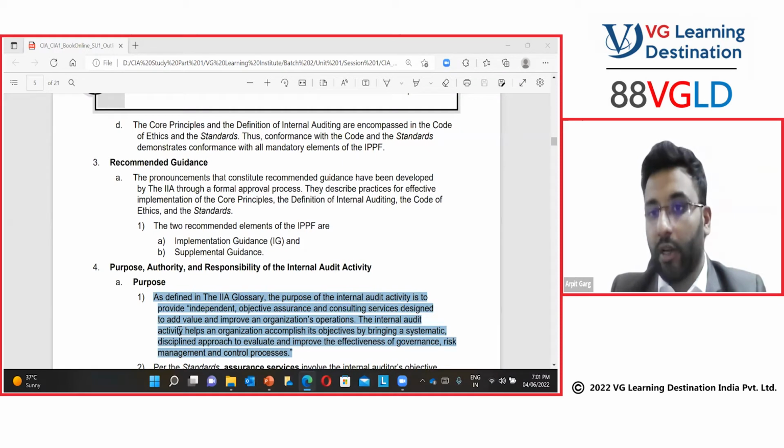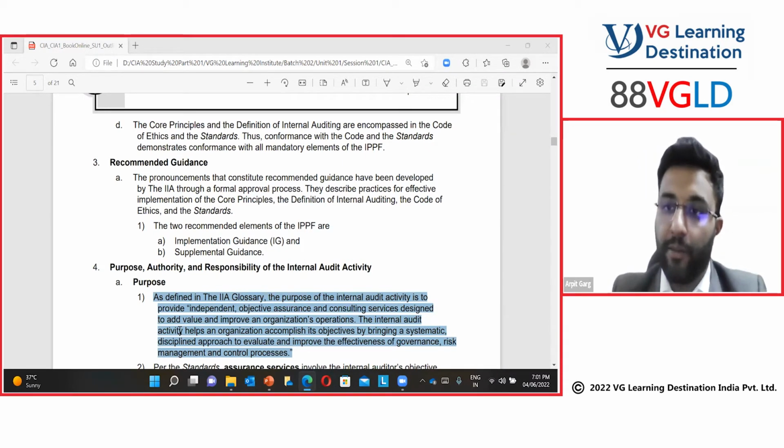That's again a very important point of difference that you need to remember from an examination point of view: the scope in the assurance engagement is determined by the internal auditor and not the client, and the scope of the consulting engagement is determined in concurrence with the client.